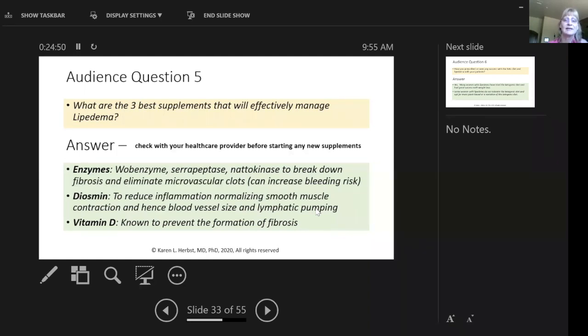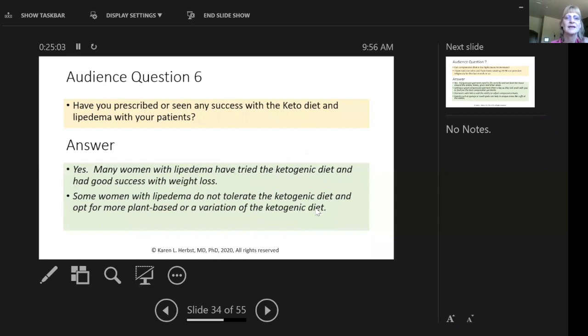So you may need a little bit more vitamin D than somebody else. And some people just don't absorb vitamin D well, so you'll need to get your vitamin D level checked in your blood. Number 6, have you prescribed or seen any success with the keto diet and lipedema with your patients? Yes. So many women with lipedema have tried the ketogenic diet and had very good success with weight loss. Some women with lipedema don't tolerate the ketogenic diet and opt for more plant-based or a variation of the ketogenic diet.